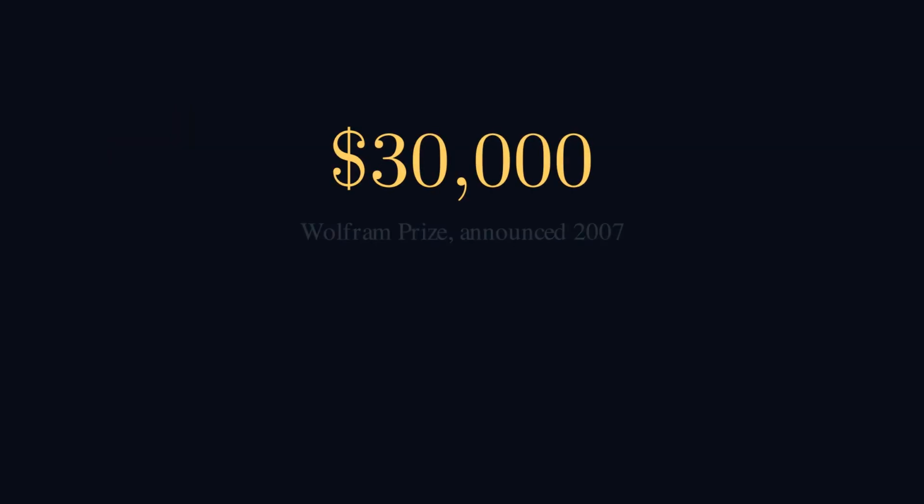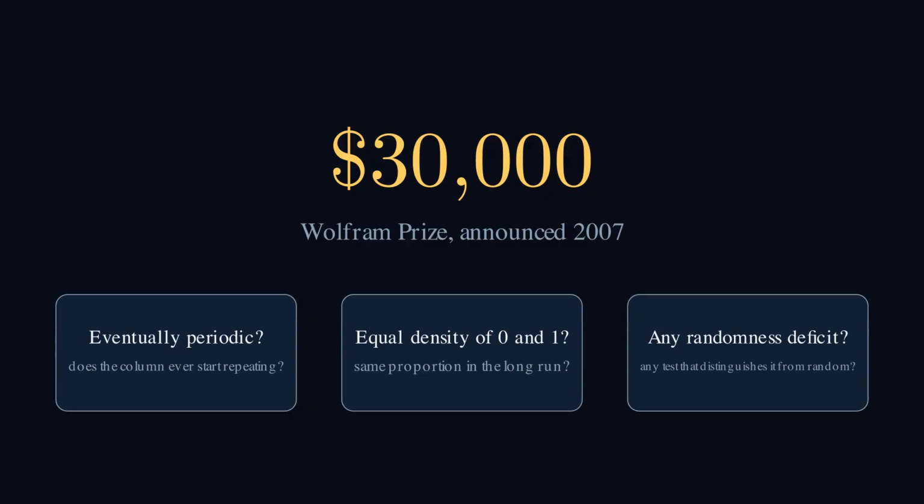By this point, you almost want to say the center column is random and move on. But the actual mathematical situation is harsher than that. There is a $30,000 prize attached to proving some of the natural things you would now want to say about that center column. Does it eventually repeat? Does it really settle to equal densities of zeros and ones? Is there any systematic test that separates it from genuine randomness? The evidence is strong. The proof is still missing. That gap is the real subject of the video now.